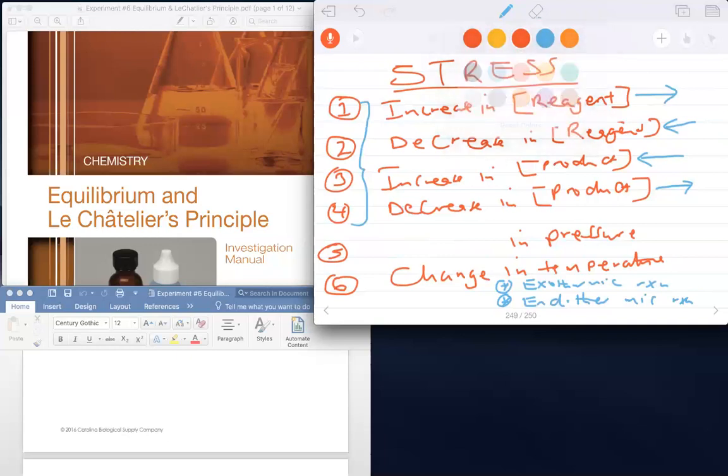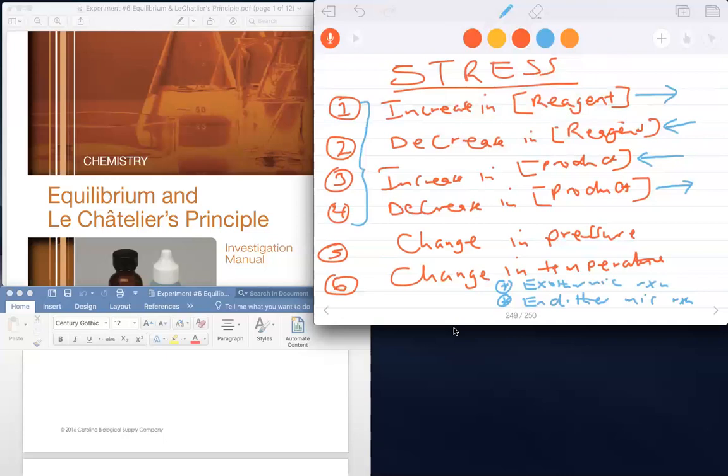I don't want to go through change in pressure. Does anybody want me to go through the change in pressure? If you feel like you need it, this is the opportunity. I can just quickly dive into pressure, but if not, I'm just going to move on to stress number 6, which is relevant to what we are doing today. Any questions? Do you feel like you need me to go through the pressure? If not, I will go to stress number 6, when we change the temperature.